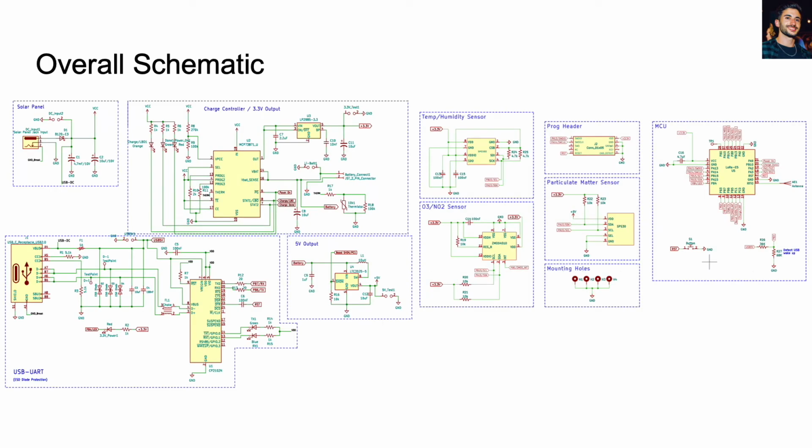In this section, we'll be talking about the hardware and power in the system. The overall schematic can be seen in this slide. From left to right, you can see the solar panel and USB power inputs connecting to the charge controller, with the USB-C circuit also interfacing with the USB to UART IC. On the right side, we see the 3 sensors connecting to the LoRa MCU, in addition to the SOLED programming header.